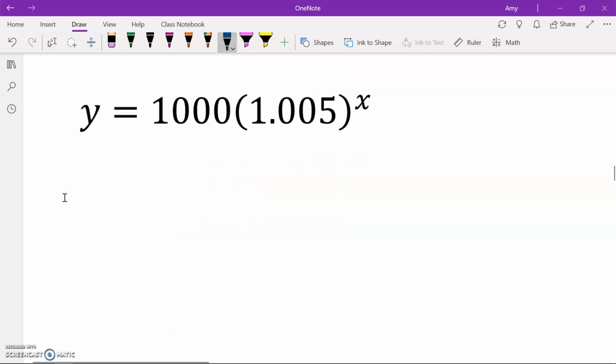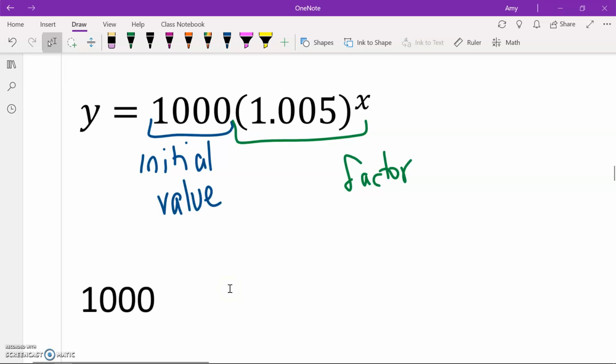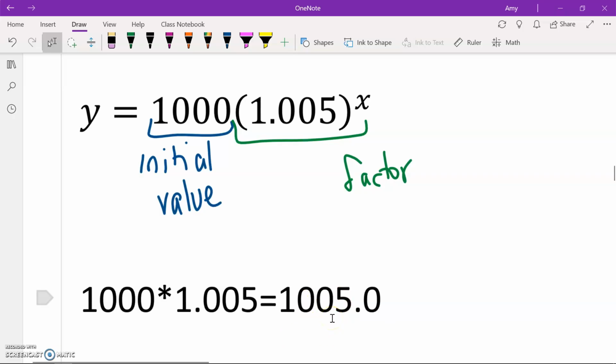Finally, we have this example, 1000 times 1.005 to the power of x. Once again, 1000 is still our initial value. And the 1.005 is going to be our factor. Now, is that going to be growth or decay? I could even use my calculator. 1000 times 1.005 gives us 1005. 1005 is more than we started with. It's just a little bit more, but it is more. So we know that this is going to be growth.